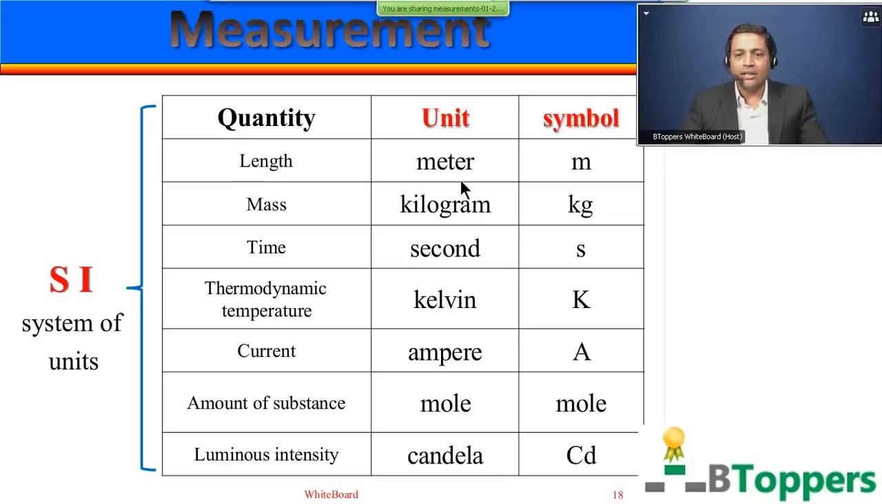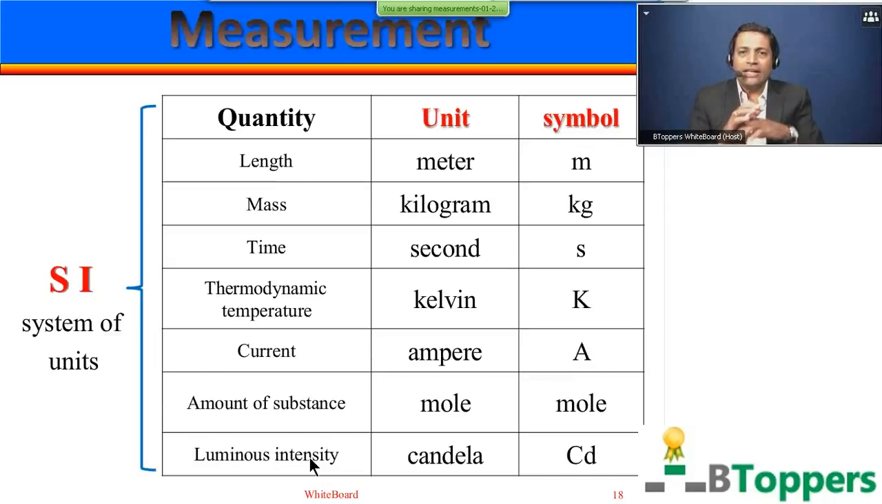So the quantity is length, the unit is meter, and the symbol is m. Similarly, for the quantity mass, the unit is kilogram, and the symbol is kg. So you are almost familiar with all these quantities here, except maybe amount of substance, for which the unit is called mole. You will understand about this particular quantity called amount of substance in your chemistry classes later on in this year itself. And the last quantity is luminous intensity.